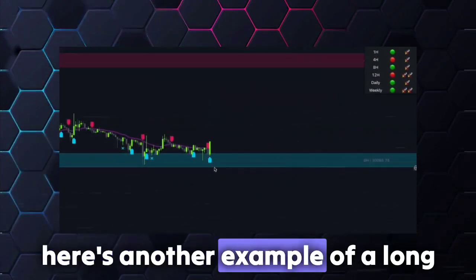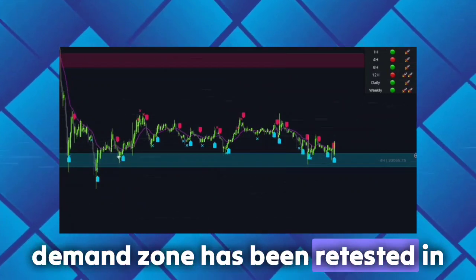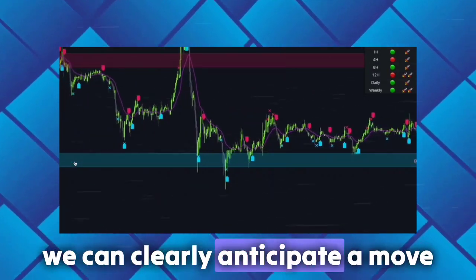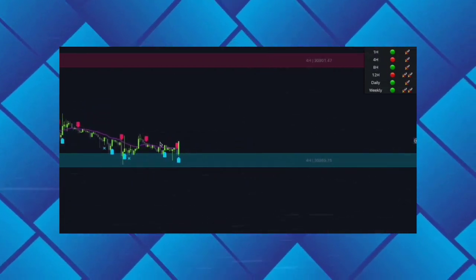Here's another example of a long trade. Look at how many times this demand zone has been retested in the past. We can clearly anticipate a move to the upside. The rest of the conditions are met.